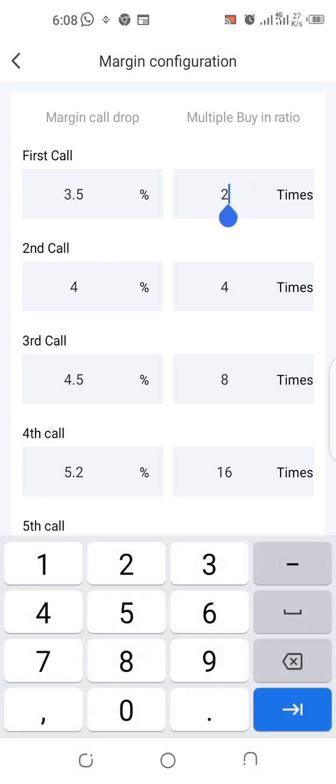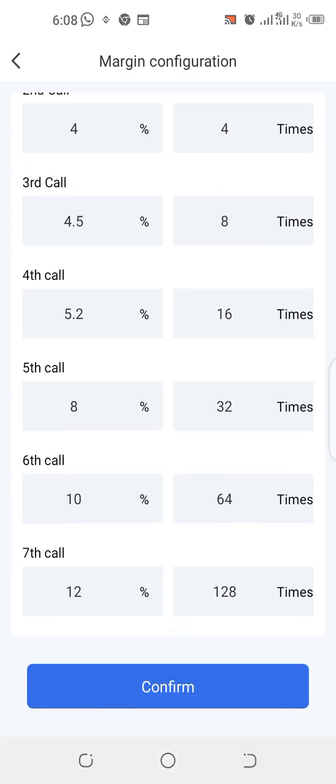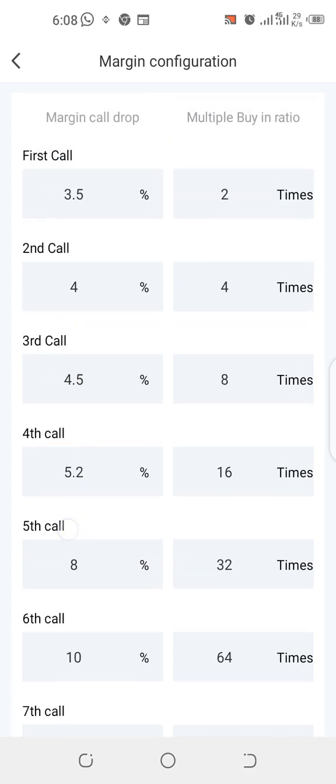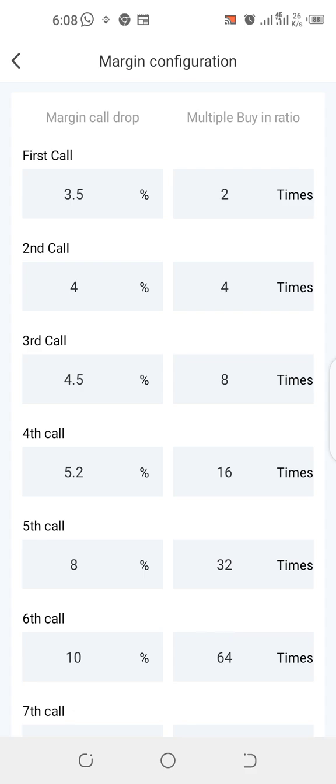3.5% drop, it buys 2 times. And at 4% drop, it buys 4 times the initial value. But you will discover that if you use this strategy, you will need 2,550 USDT to trade each coin. Okay, so if you have that amount, yes, fantastic. It will trade one coin. All right, so if you have multiples of that, you can trade multiple coins. But if you don't have up to 2,550 USDT to trade each coin and you want to use maybe 100 USDT or 150, let me use 150 to trade a coin.